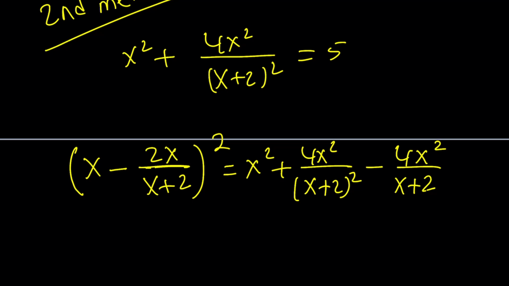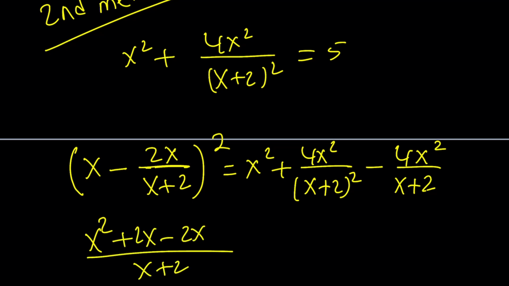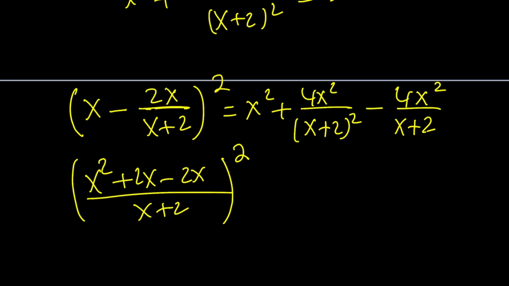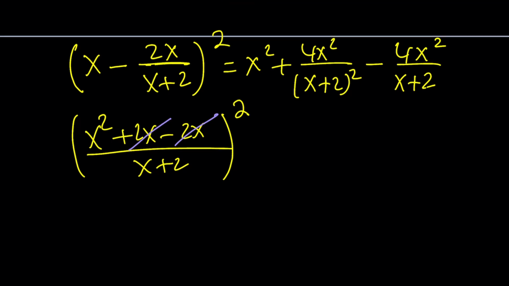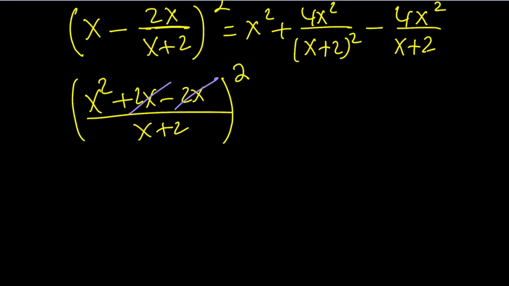Why? Let's go ahead and make a common denominator and see what happens. x squared plus 2x minus 2x divided by x plus 2, and we're supposed to square it. And this is where the magic begins. 2x cancels out. That's why we want to use a minus sign, not a plus sign. Make sense? You have a choice, but you have to choose wisely.